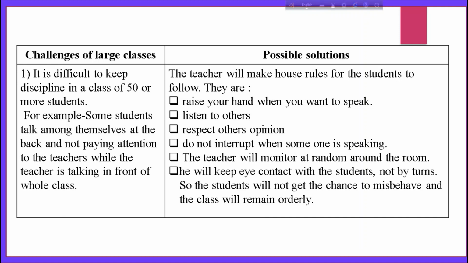To escape the problem, what kind of activities can we do, what kind of initiatives can we take? The teacher will make house rules for the students to follow. Raise your hand when you want to say something, listen to others, respect others' opinions, do not interrupt when someone is speaking. The teacher will monitor at random around the room. He will keep eye contact. This is very important with the students, not by turns. So the students will not get the chance to misbehave, and the class will remain orderly. Okay, so these are the possible solutions.